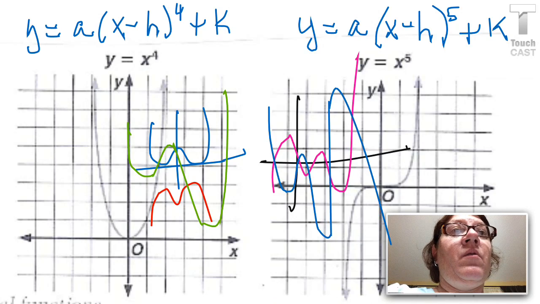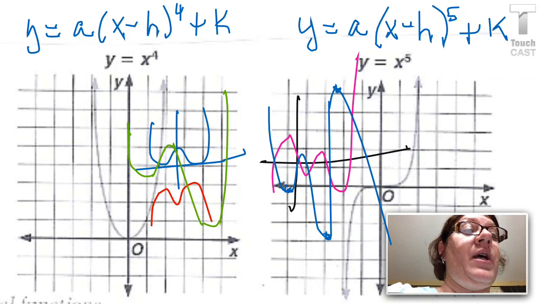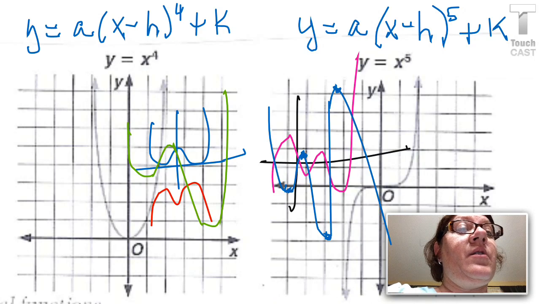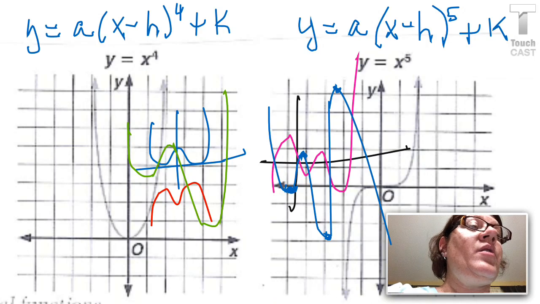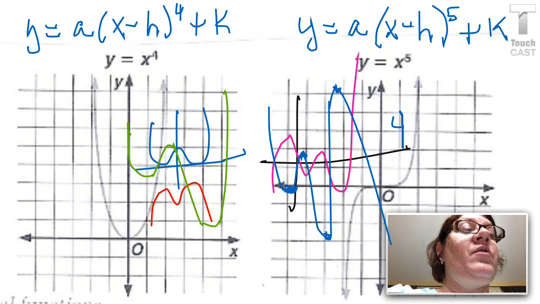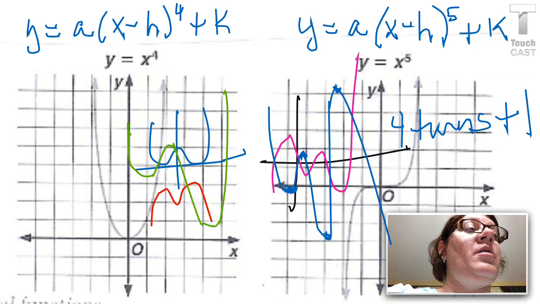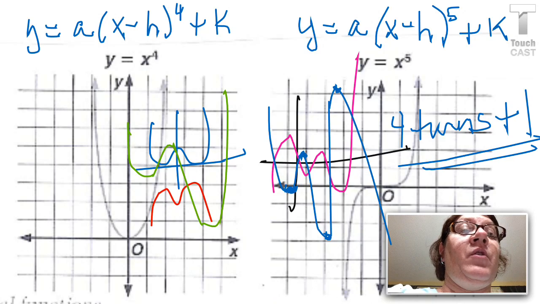Of course, the important thing to remember, or a giveaway, is it's possible to figure out what degree it is by looking at how many turns it has. So since this one has 4 turns, then the degree would be 1 more, which is 5 at a minimum. This blue graph could also be a degree 6 or a degree 7, but at a minimum it has to be a 5 because there's 4 turning points. So 4 turns plus 1 tells me what the minimum degree is.